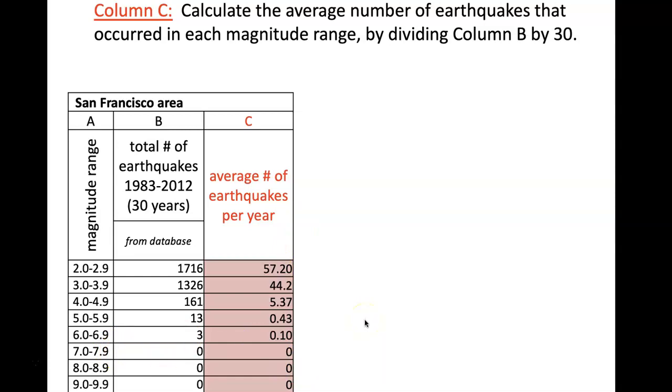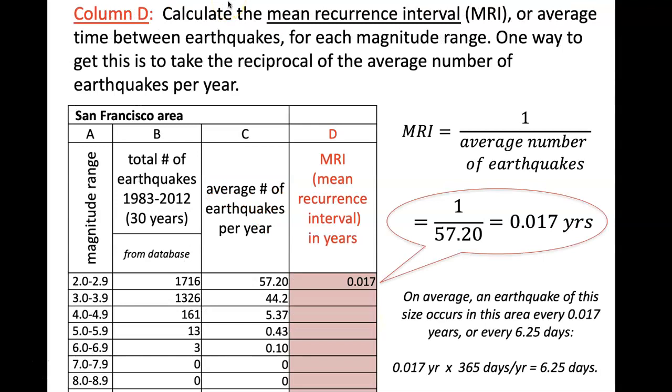Not surprising. So column D is going to bring us to this mean recurrence interval, or average time between earthquakes. And one way to get this is to take the reciprocal of the number of earthquakes per year. So here we had 57.2 earthquakes per year. We're going to take 1 divided by that number, and our mean recurrence interval is 0.017 years.